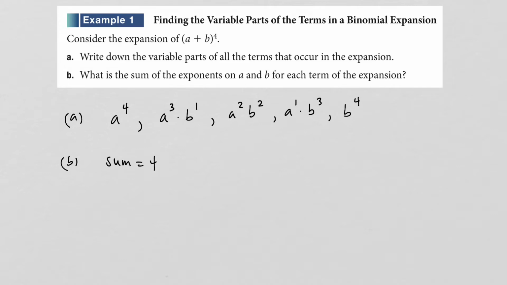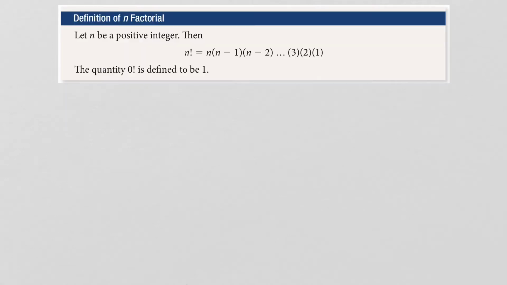All right, let's talk about those coefficients now. Before we can talk about the coefficients, we have to define something called a factorial. The definition for a factorial is: let n be a positive integer, then n factorial is defined to be n times n minus 1 times n minus 2, all the way down to 3 times 2 times 1, okay? And the quantity 0 factorial is defined to be 1.